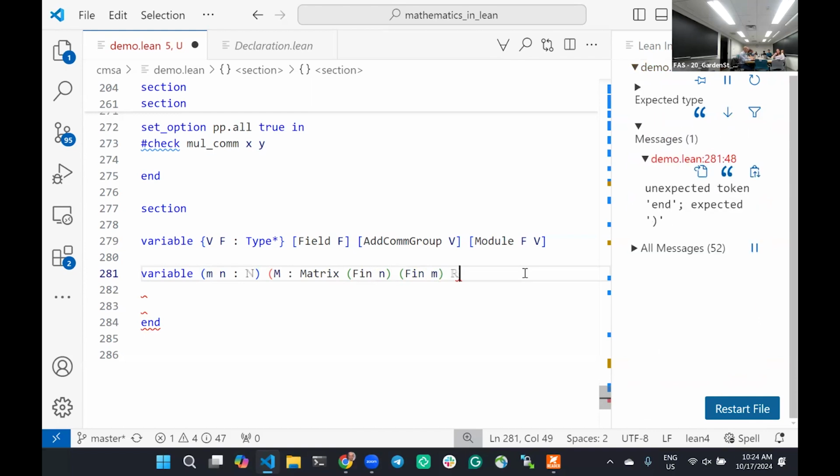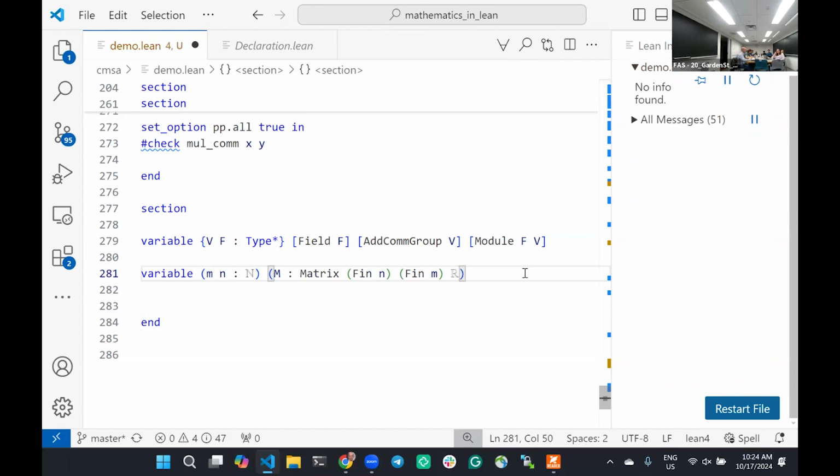Let's say over the reals. Okay, so this is the magical incantation. So you're saying I've got a matrix with real number entries where the rows are indexed by Fin n. So those are just the numbers 0 to n minus 1. And the columns are indexed by the numbers from 0 to n minus 1.